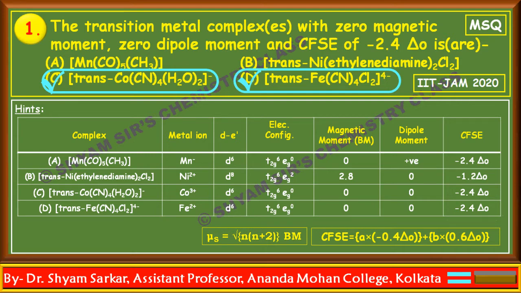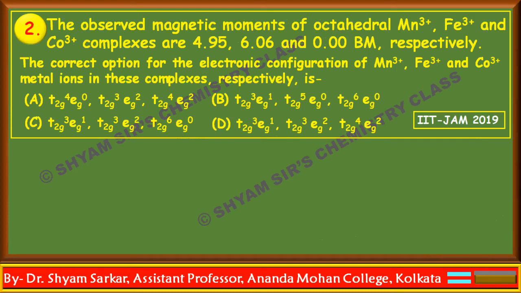Next question, let us see. The observed magnetic moments of octahedral Mn3+, Fe3+ and Co3+ complexes are given as 4.95, 6.06 and 0.0 Bohr magnetons respectively. The correct options for the electronic configuration of these three ions are, respectively... So you have to find the correct electronic configuration of these three given ions from their corresponding magnetic moment values. So how to do this?